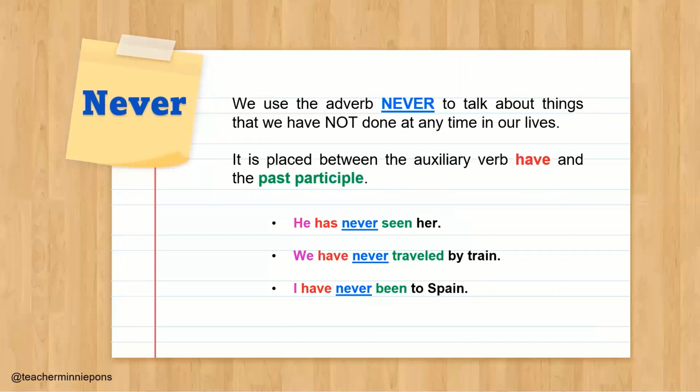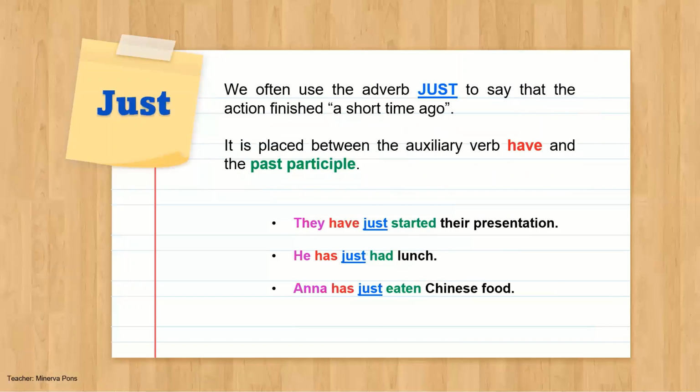Never. We use the adverb never to talk about things that we have not done at any time in our lives. It is placed between the auxiliary verb have and the past participle. For example, he has never seen her. We have never traveled by train. I have never been to Spain.